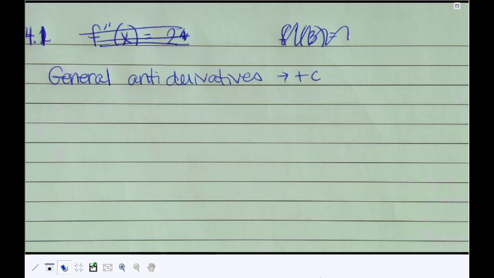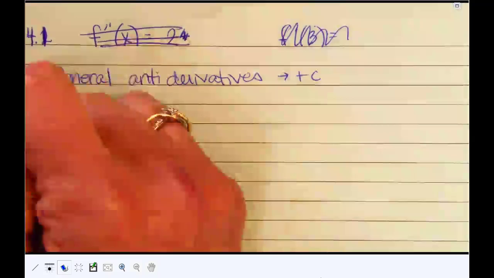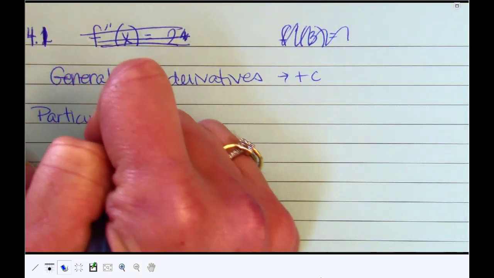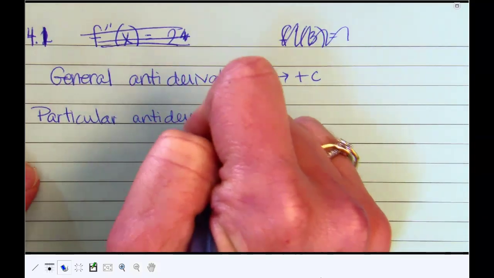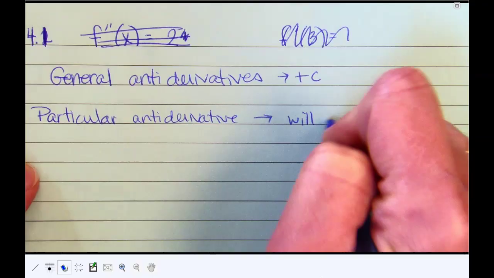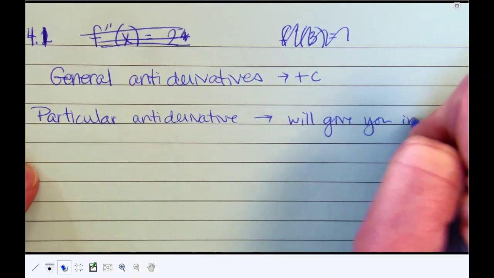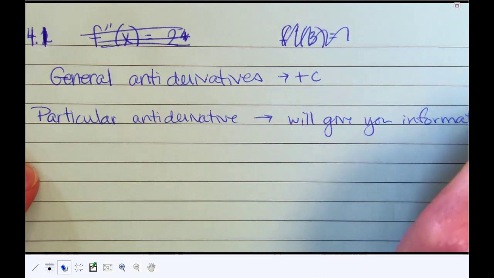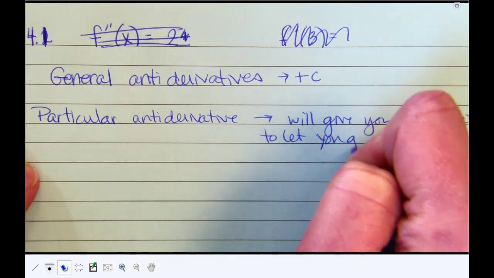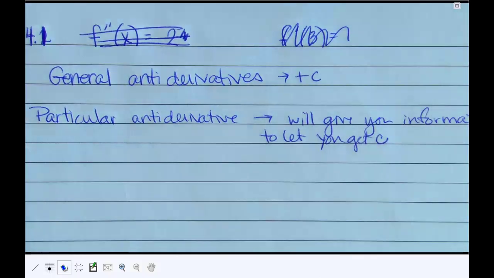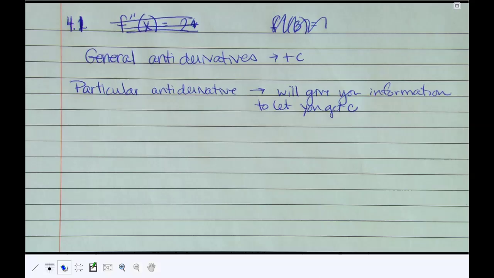Caleb asked, I think a couple times yesterday, and I said it's coming. We can't actually figure out what C is sometimes. You have to have a little bit more information, but you can figure out what C is, and that is called a particular antiderivative. So a particular antiderivative will give you information to let you get C. In this case, general and particular are opposites, kind of. General just indicates this is a very broad range, an entire family of things, right? And particular means this is the specific one.